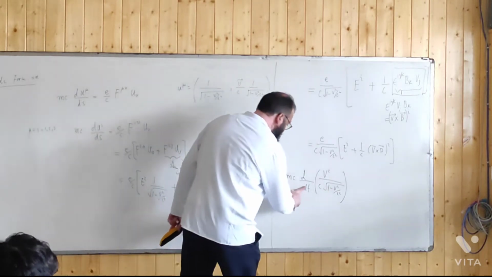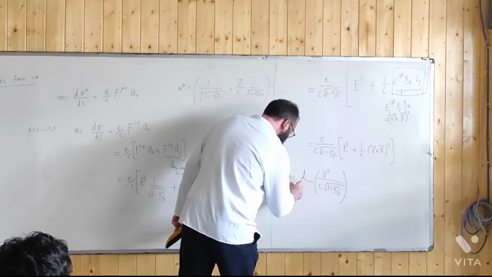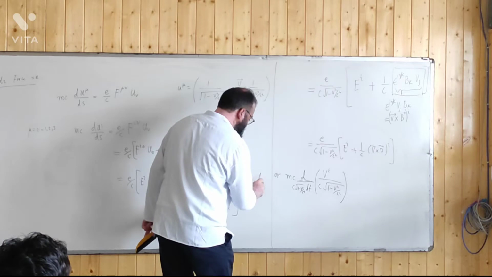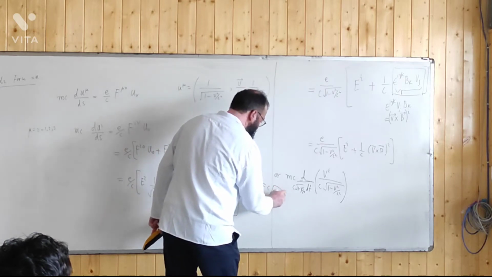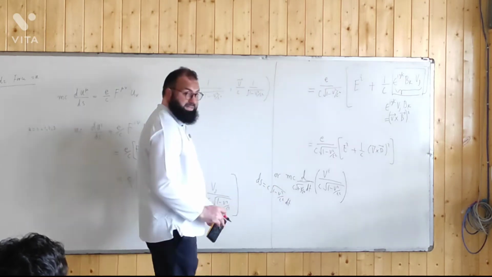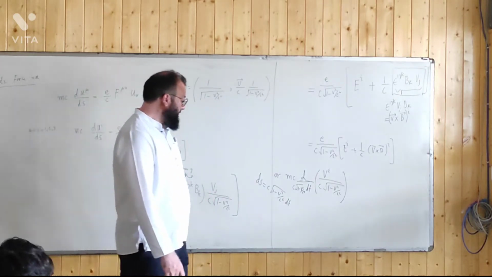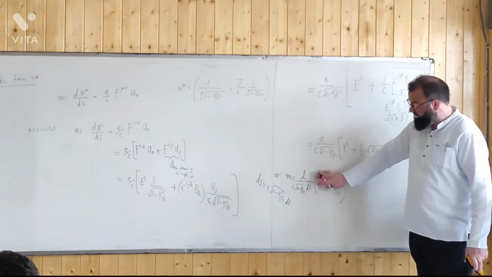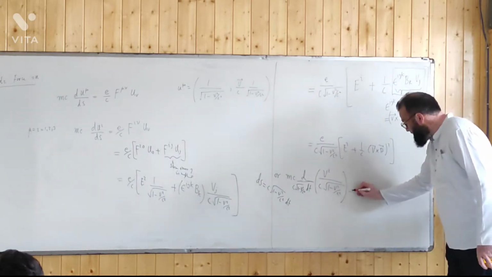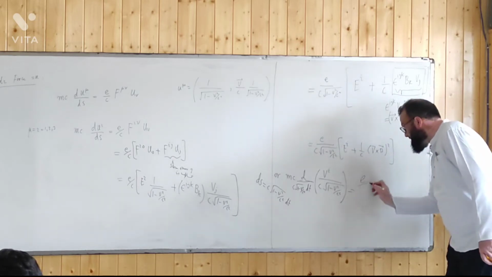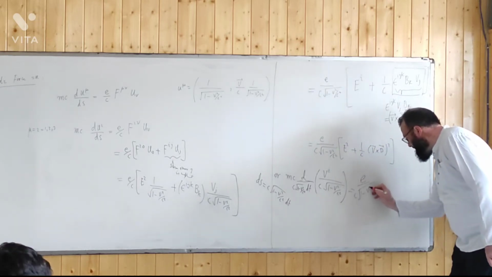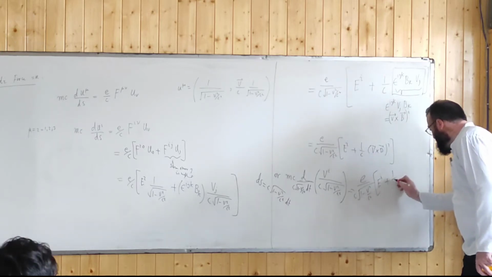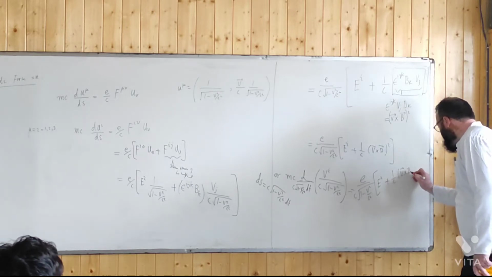Sorry, there is a factor, so it is c root of 1 minus v square by c square dt, because ds is c root of 1 minus v square by c square dt. And this d by dt, because it is a derivative, is acting on the ith component of this object. So that's equal to e by c root of 1 minus v square by c square, times (E_i plus 1 by c v cross B).